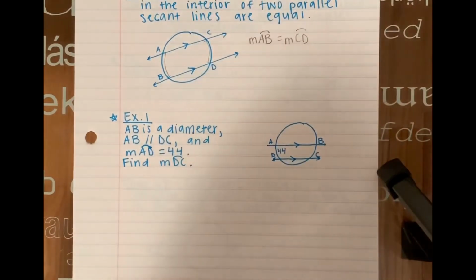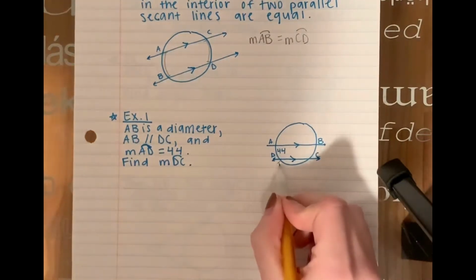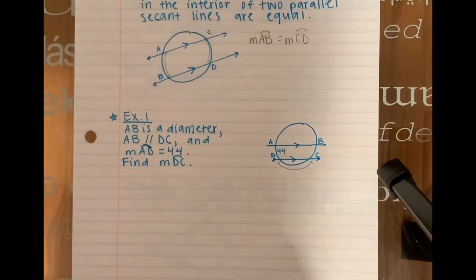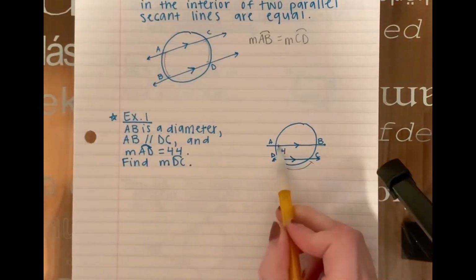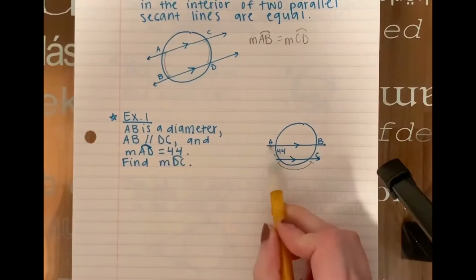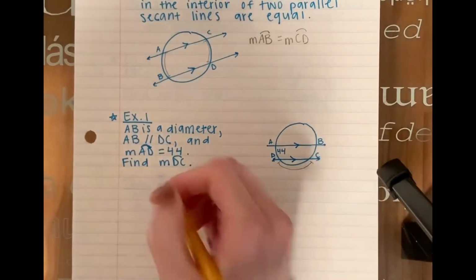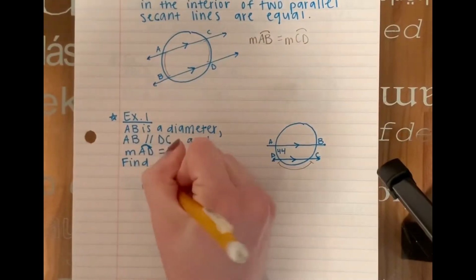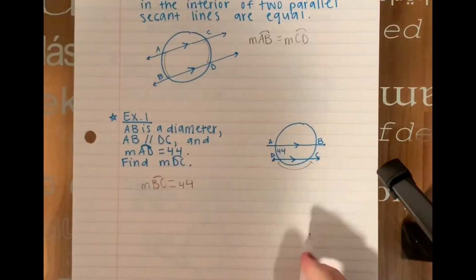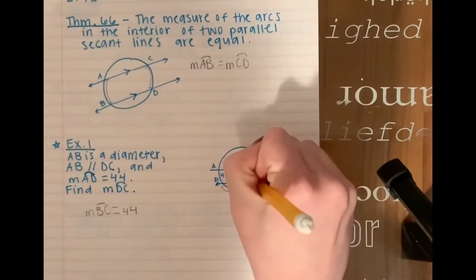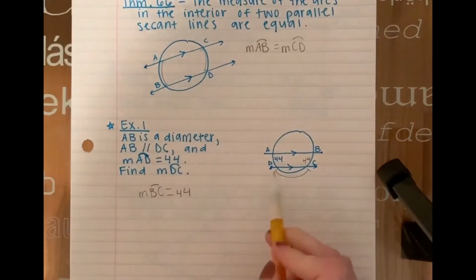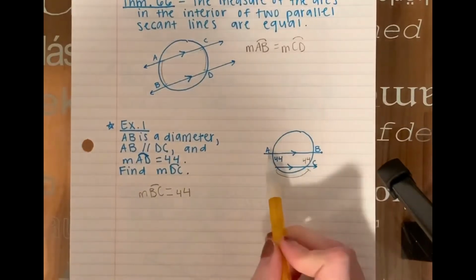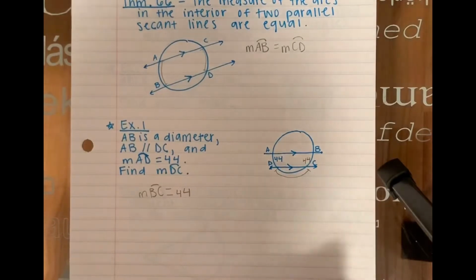It says AB is a diameter, AB is parallel to DC, and the measure of AD equals 44. Find the measure of DC. So our goal is to find this measure right here. While using Theorem 66, we know that AD and BC have to be equal because we have 2 parallel secant lines. So the measure of BC has to equal 44. So that's this section right here, 44. So we have both of these equal 44. We don't have this section over here and we don't have this section over here.